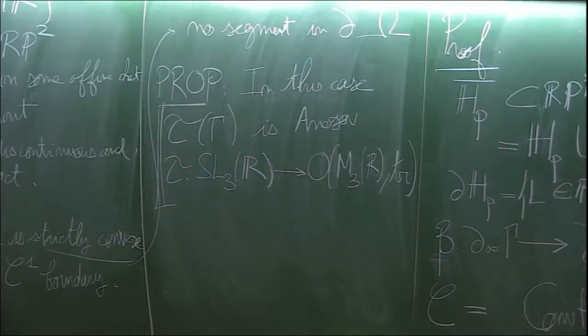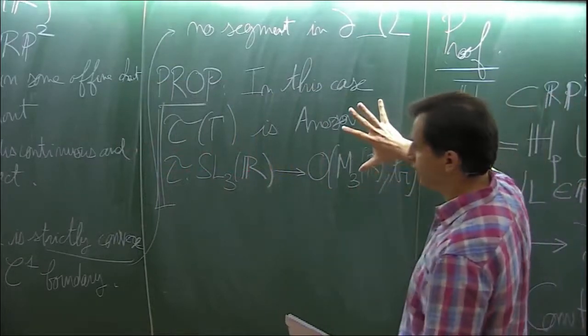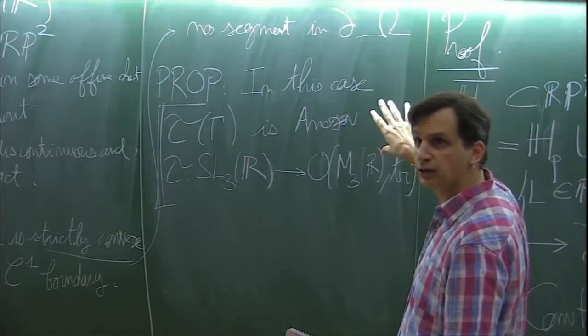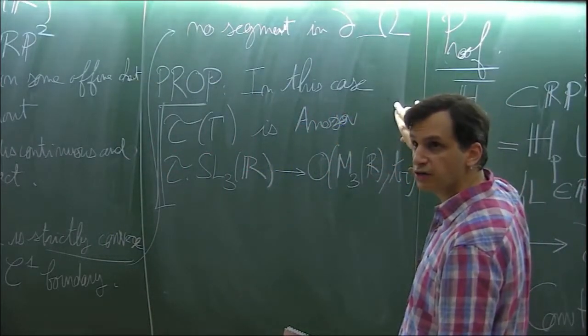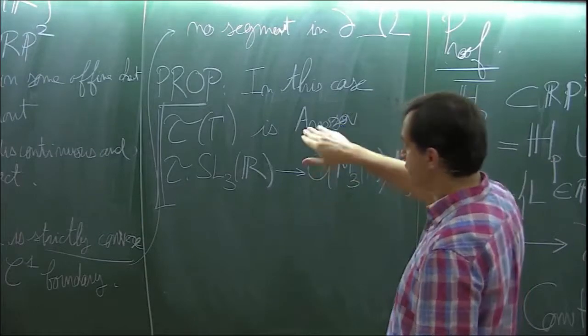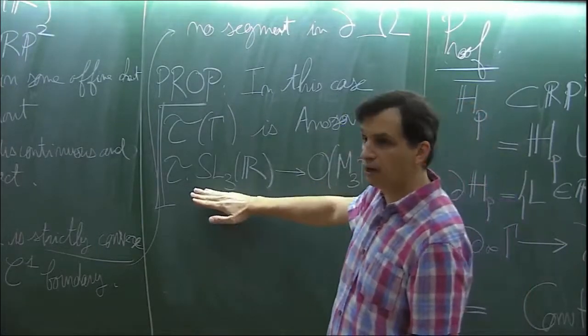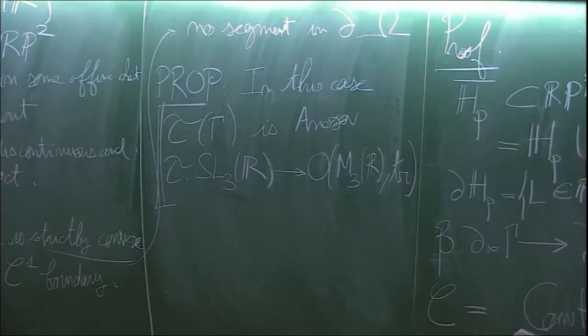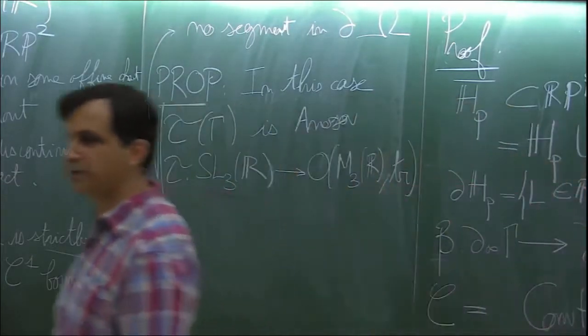Yes, I will stop here. I will give tomorrow a more concrete way to phrase that tau of gamma is Anosov directly in SL3 and not going through another representation. And okay, let me stop here. Thank you.